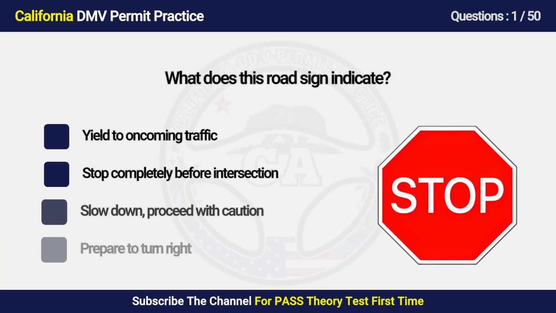Question 1. What does this road sign indicate? A. Yield to oncoming traffic. B. Stop completely before intersection. C. Slow down, proceed with caution. D. Prepare to turn right.